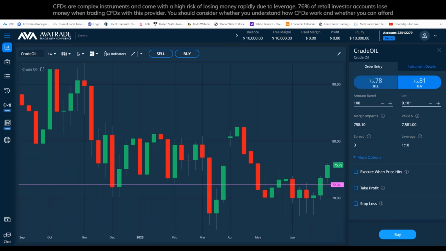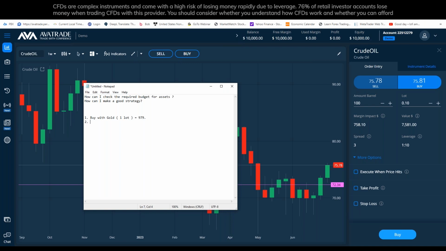Yeah. Let's take another one with crude oil, same portion, 0.1. In this case, it's 100 units. In this case, it costs 758. Okay, so second position. Is that a buy? Yeah. Buy with crude oil, right? It's no longer one lot, guys. That became 0.01. And in here, no, that's the same. Yeah. So this will cost, yeah.